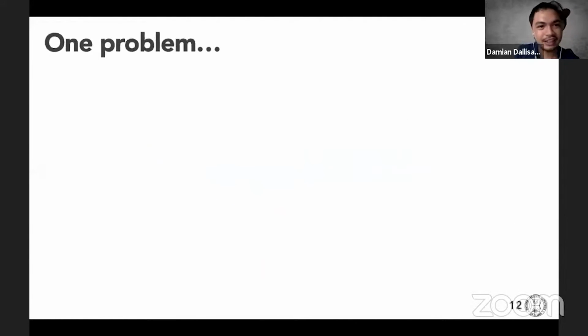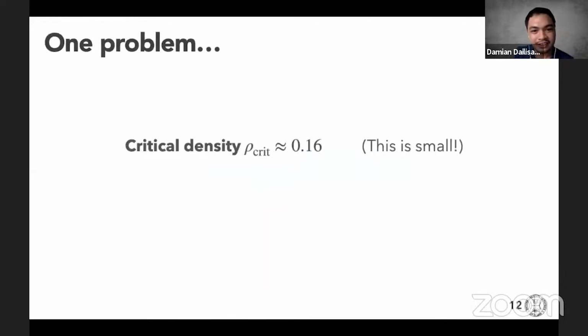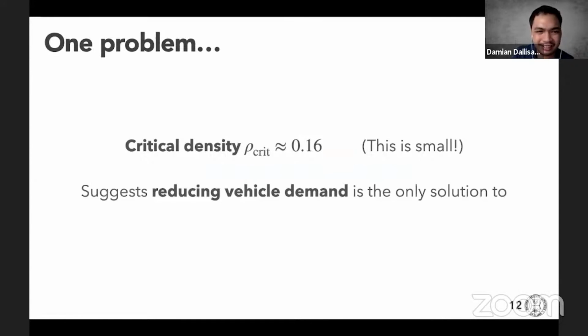The problem here is that the critical density, theoretically, for your Nagel-Schreckenberg model is somewhere at around 0.16. And this is a very, very small number. So what this tells us is that reducing vehicle demand is the only solution for traffic. And that kind of sucks because our city is at a state where it's not that easy to reduce vehicle demand without some major pushback.